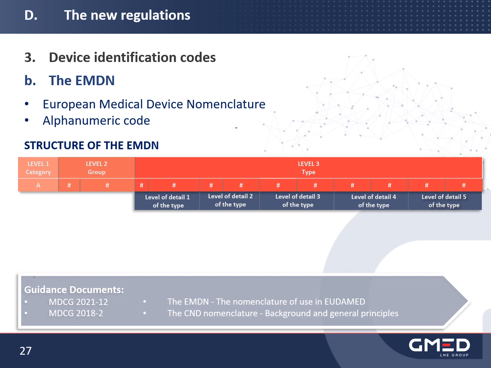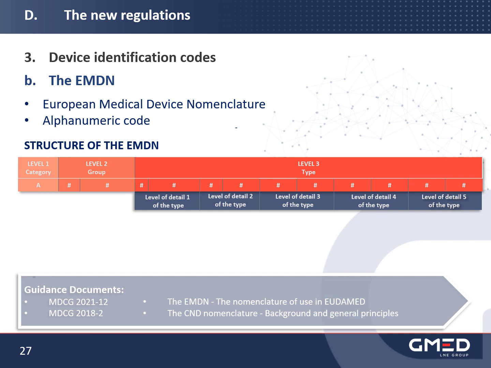This structure groups devices into 3 main levels. Firstly, a first level corresponding to the category of device. Secondly, a level corresponding to the device group. And thirdly, a level corresponding to the type of device. For device accessories, each accessory follows the EMDN code of the device for which it is associated.